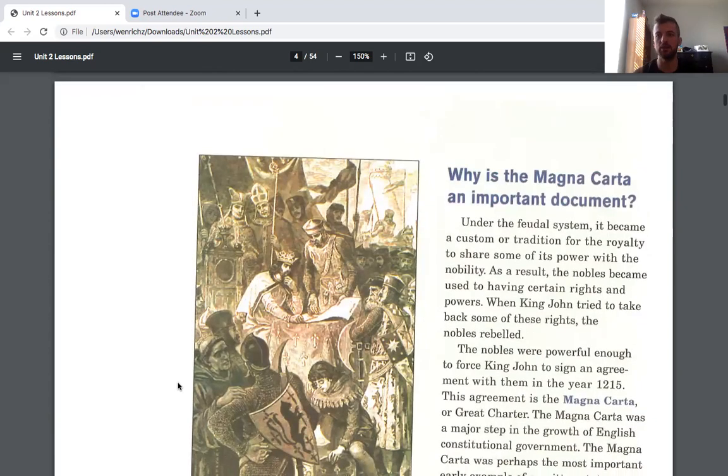Yeah, it's time to get ready and stretch for this big question here. Why is the Magna Carta an important document?